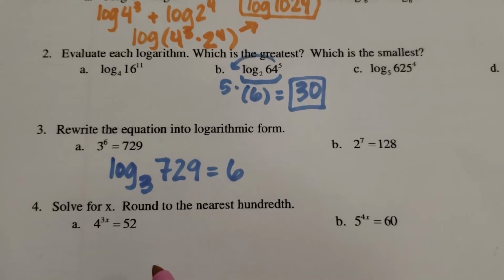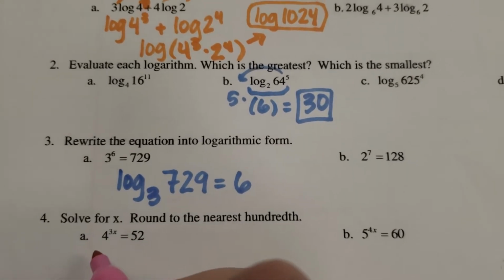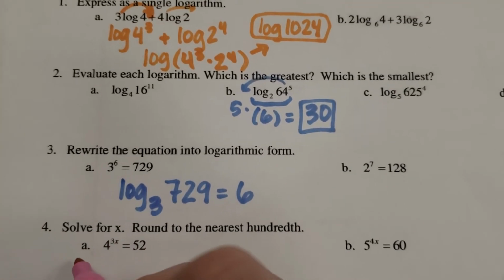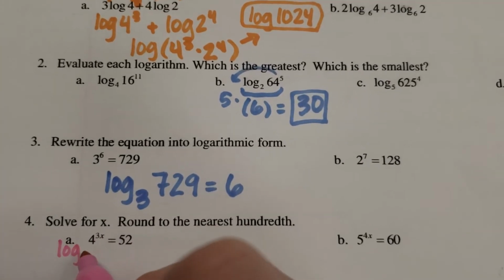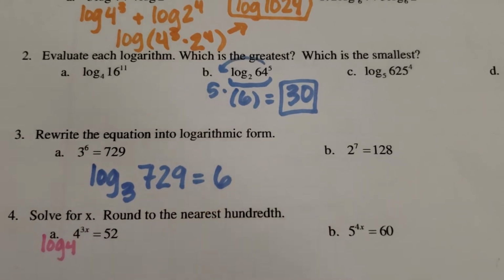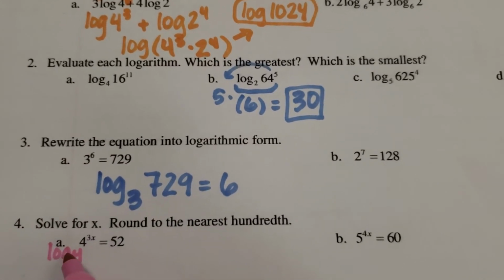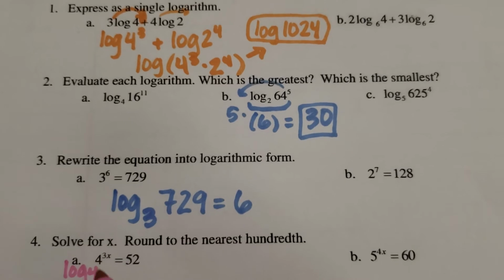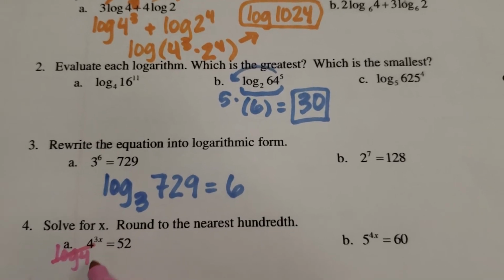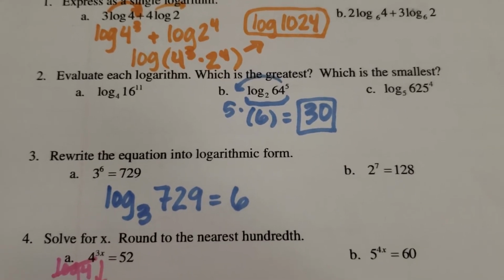So we undo exponents with logarithms. Because the base is 4, I'm going to do log base 4 of 4 to the 3x, because the log base 4 of 4 cancels out, and my result of that is just the 3x.